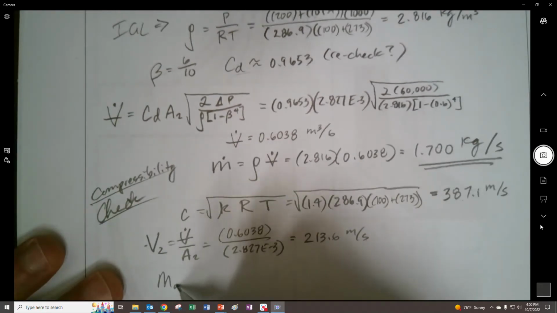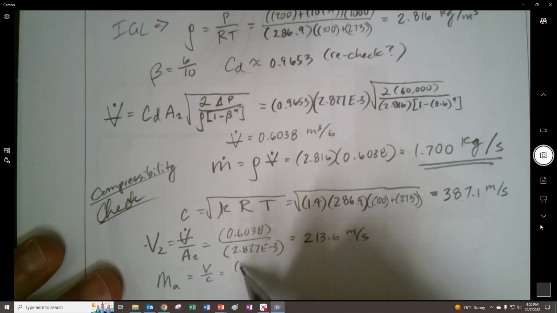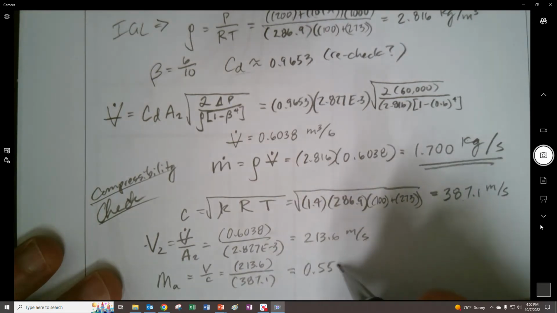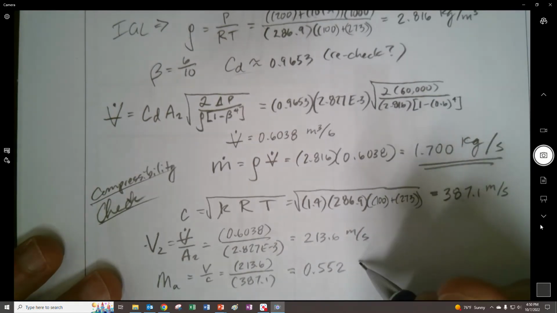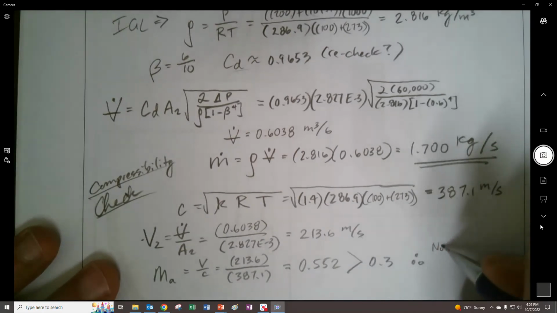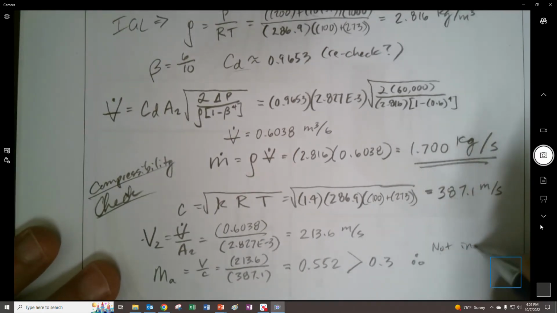So we're going to get a Mach number of V over C, 213.6 divided by 387.1. So that Mach number is 0.552, which is greater than 0.3, therefore not incompressible. Right? So otherwise, that means compressible.